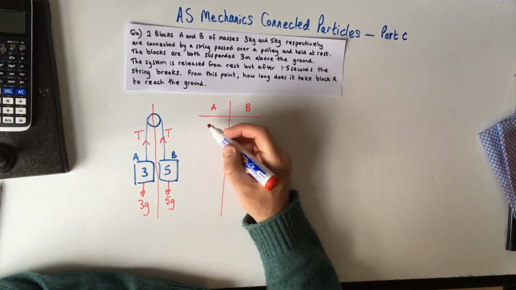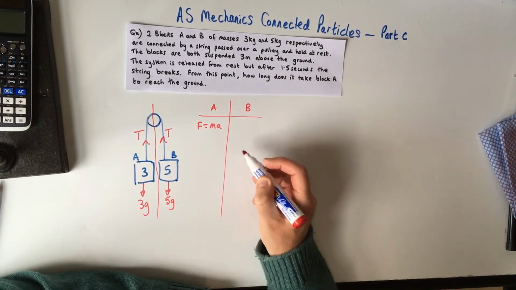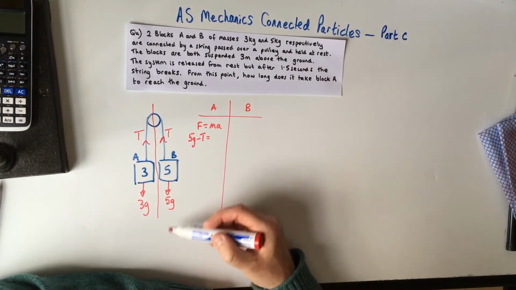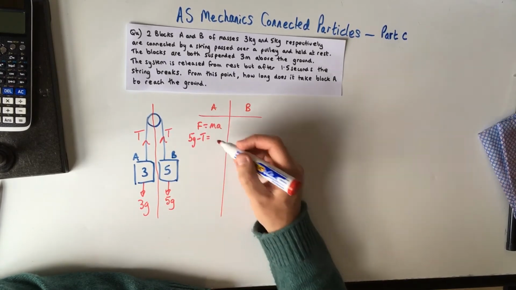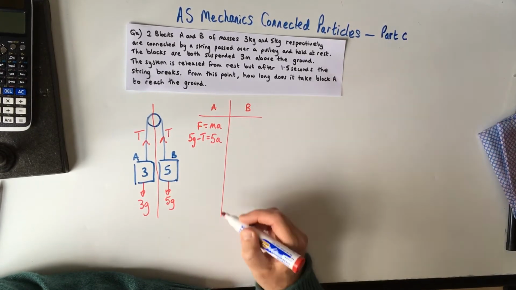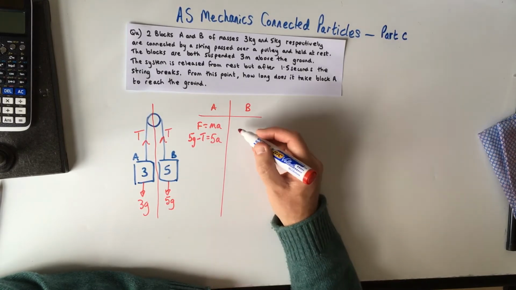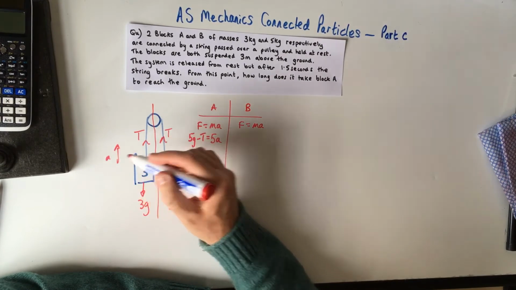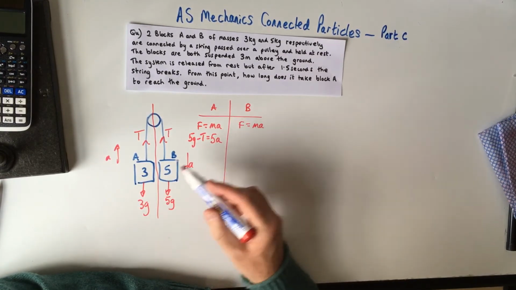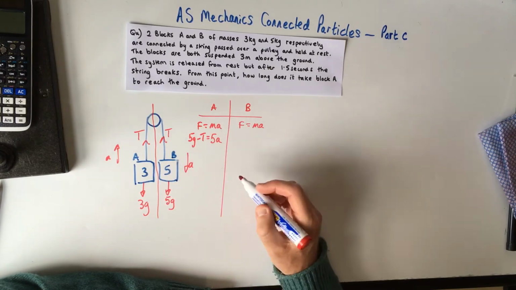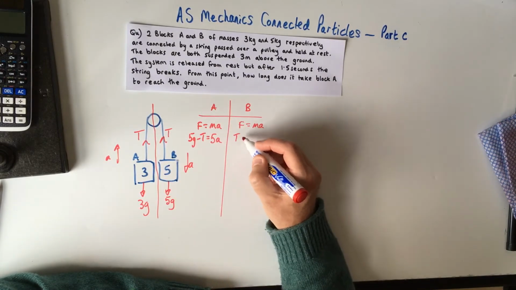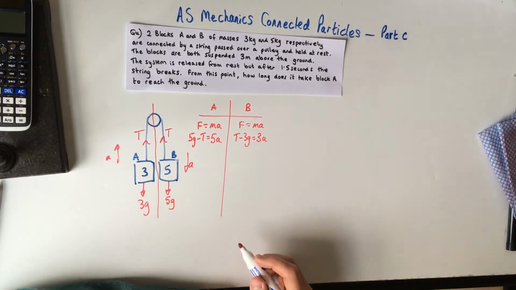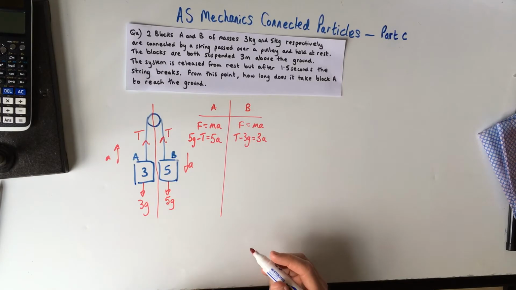This one is coming down, so F equals ma. 5g minus T is the net force, isn't it? It's going down, so if that's the leading force, take away whatever that is, equal to the mass times the acceleration, is equal to 5a. And on this side, F equals ma. That's accelerating up, that's accelerating down. So F equals ma for this side, and we've got T minus 3g is equal to the mass, which is 3, times a.